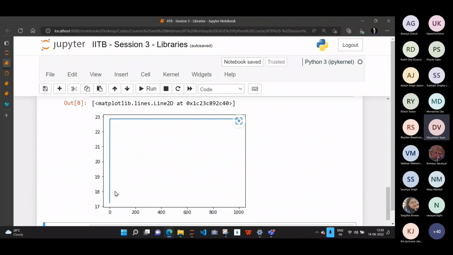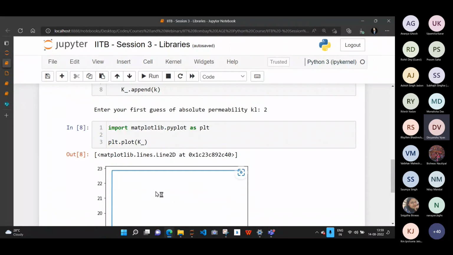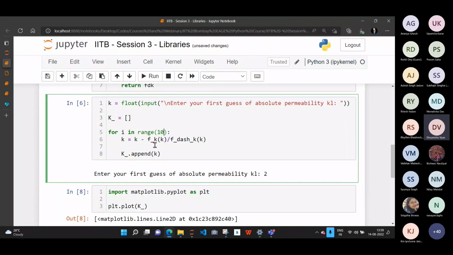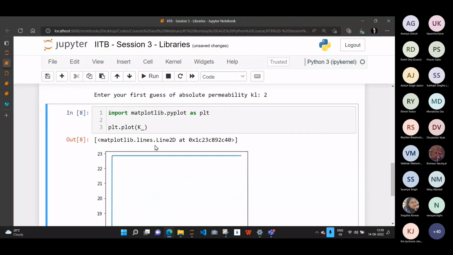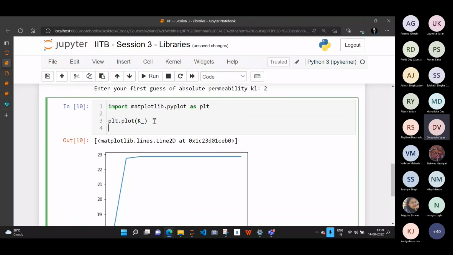So you can see the 1,000 iterations was an overkill. Let's repeat it only for 10 iterations, and then visualize the same thing. You can see after the third or the fourth iteration, on the x-axis we have iterations, on the y-axis we have the value of permeability. Let me also plot the original permeability that the question has provided. I can do that by plotting a horizontal line, which is 23.66. I can give it a color of red.